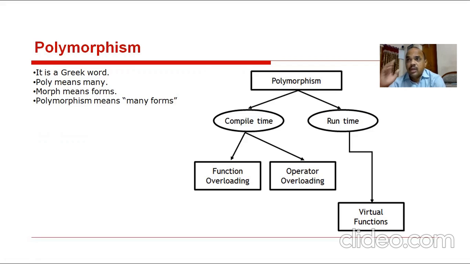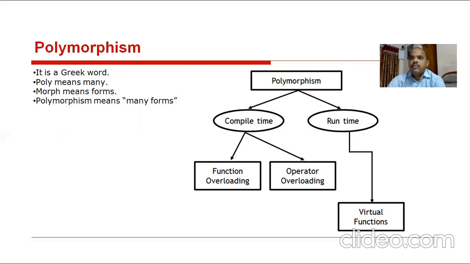So already I taught polymorphism. There are two types of polymorphisms: compile time polymorphism and runtime polymorphism. This is the most important concept in fourth unit. Write and explain polymorphism in C++ with examples. So they may be asking 14 marks question. Clear? Here poly means many, morph means forms, polymorphism means many forms.